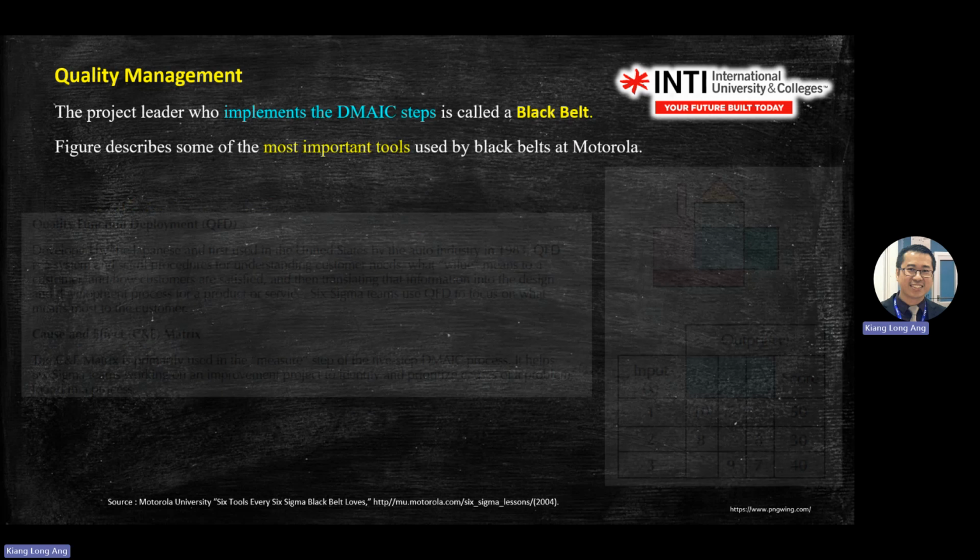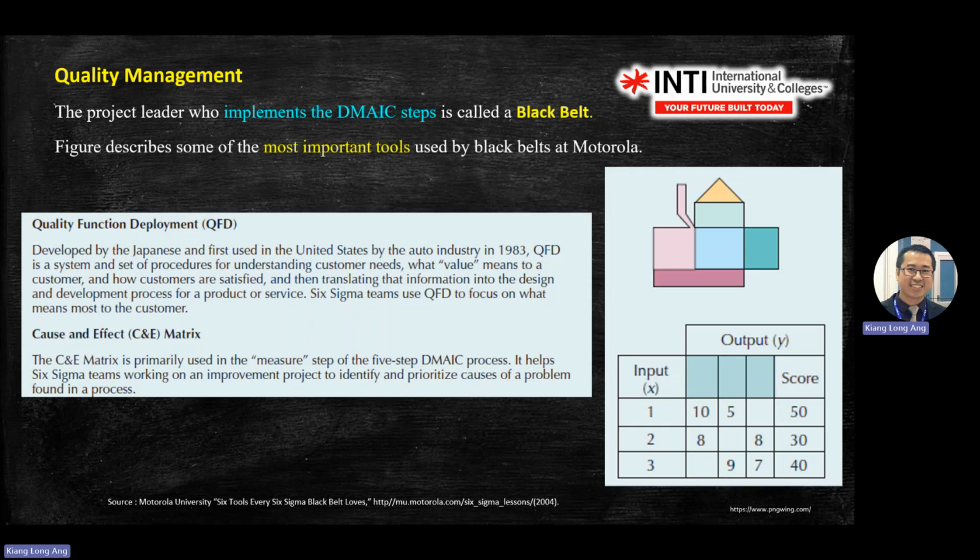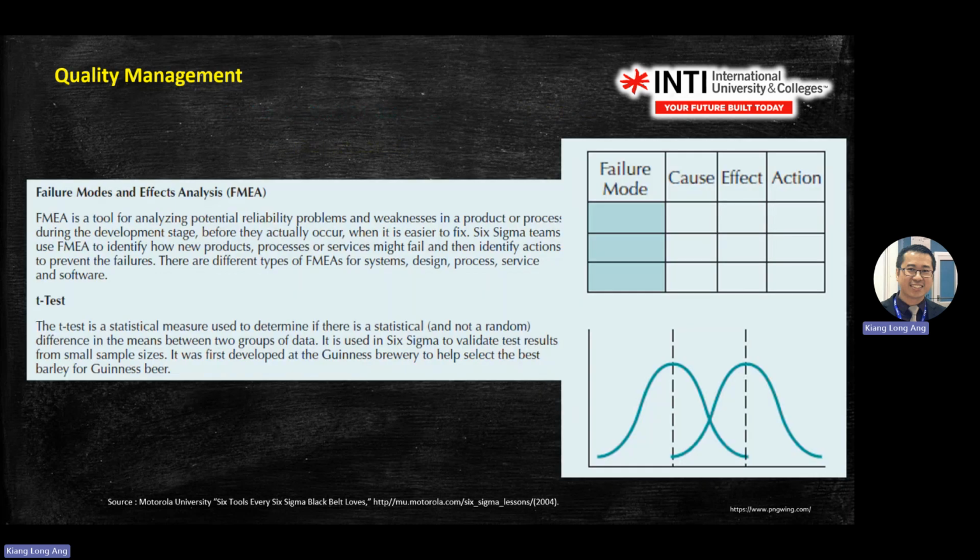Then QFD, quality function deployment, which is the one you see here, the house of quality. You learned the house of quality before. Cause and effect matrix, which is a fishbone, something like that. FMEA, this one you learn in your FEA module, finite element analysis, right? In all the software, if you run software for mechanical analysis, then this is part of the philosophy behind FMEA.